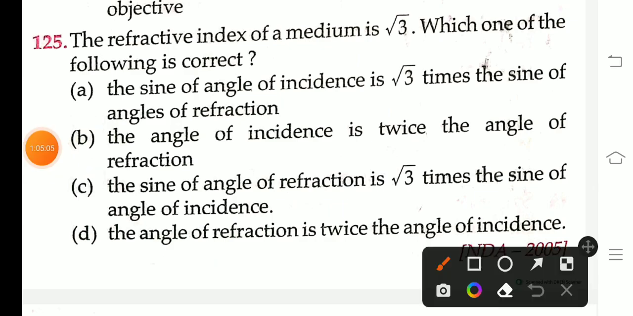Next, the refractive index of a medium is root 3. Which one of the following is correct? Right answer will be option A. The sine of angle of incidence is root 3 times the sine of the angle of refraction.